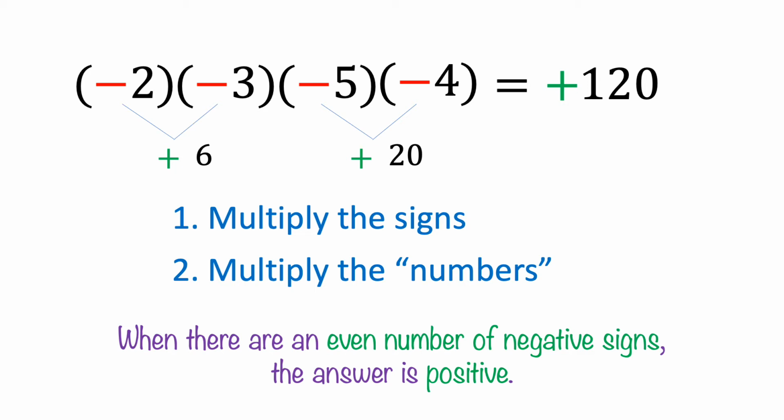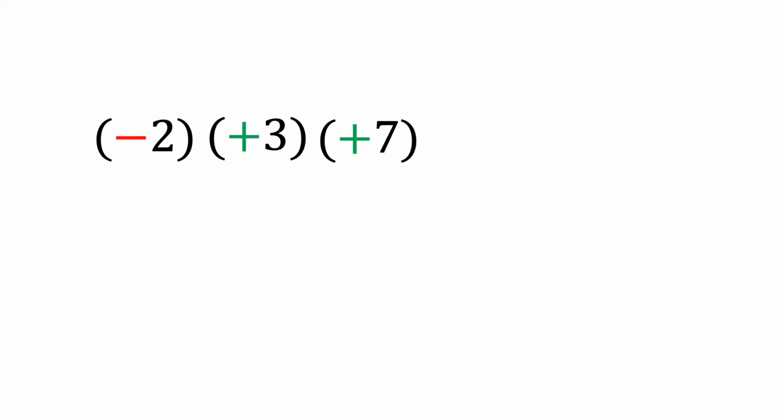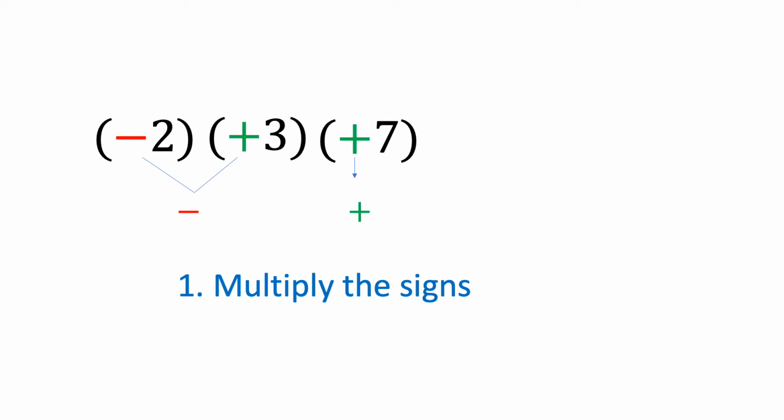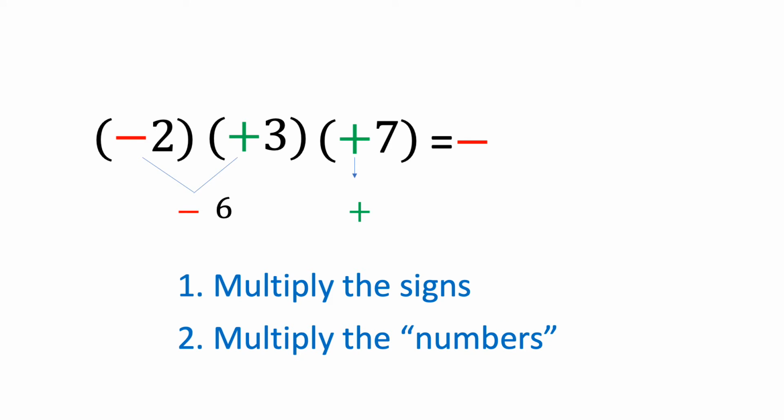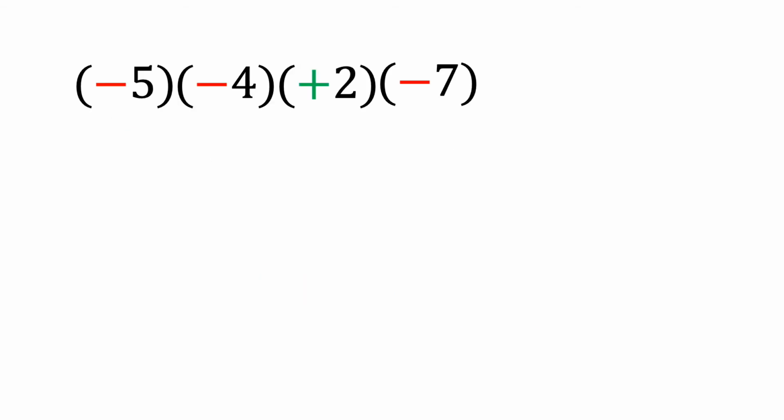Even negatives, positive answer. Let's look at an odd number of negatives. In this case, when we multiply the negative times the positive, we get a negative. And then again, a negative times a positive is a negative. When the signs are different, the answer is negative. Now we multiply the numbers. 2 times 3 is 6, and 6 times 7 is 42. So the answer is negative 42. Notice there's an odd number of negatives. There's only one negative sign in that question.